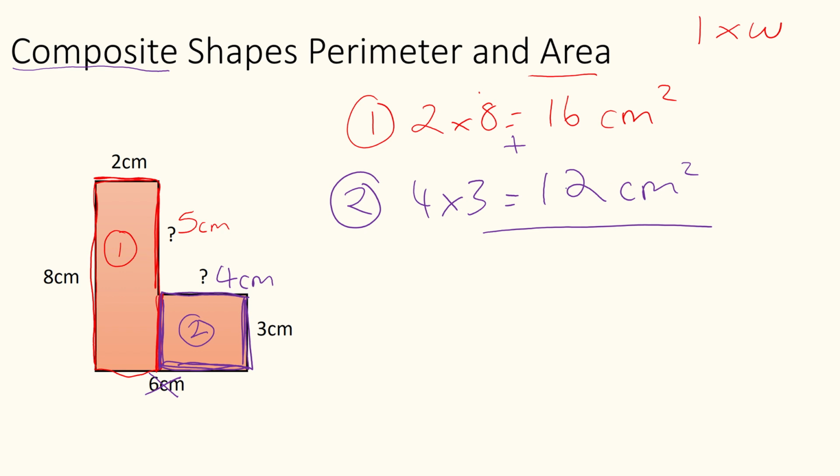So 16 plus 12 is 28. The area is 28 centimetres squared. That's weird because the perimeter was 28 centimetres. 99 times out of 100, that never happens. So don't think that if you work out the perimeter, you've got the area. Don't. This is just a weird coincidence.